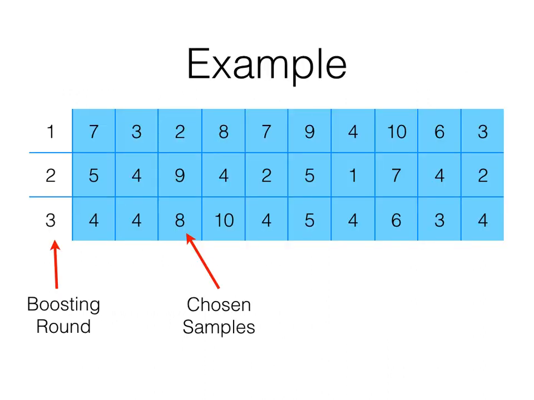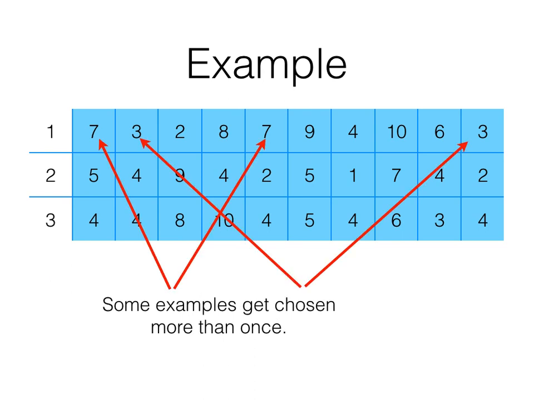So this is an example. These numbers are the samples that are chosen from the data set, and each row is the boosting round. So for example, in boosting round 1, we've chosen samples 7, 3, 2, 8, 7, 9, 4, and so on. And what we can see is that some examples get chosen more than once because of the bootstrap sampling. So for example, in the first round, we chose 3 twice and 7 twice.